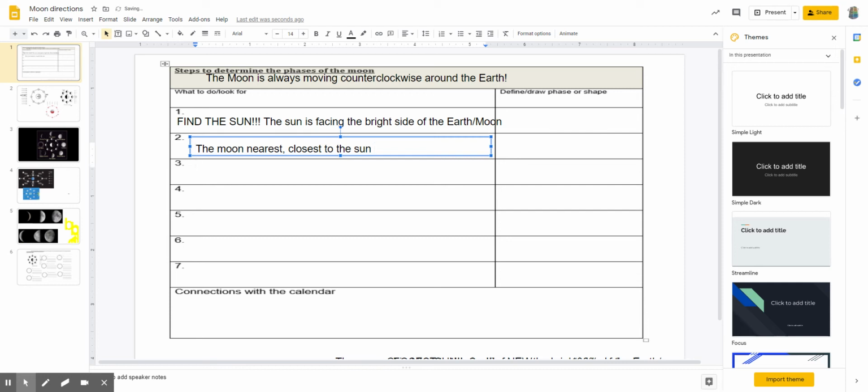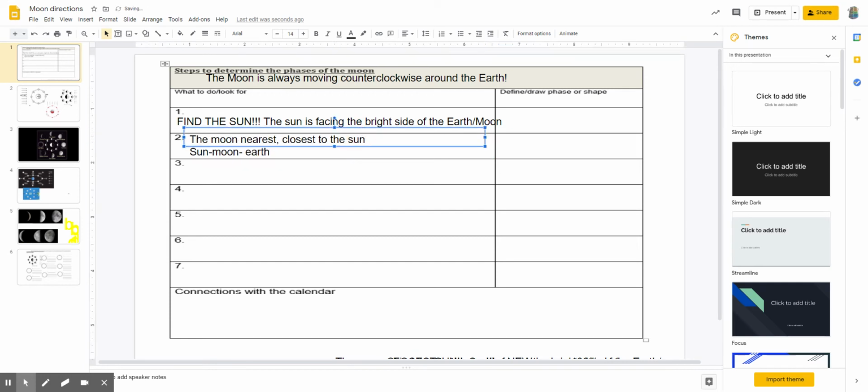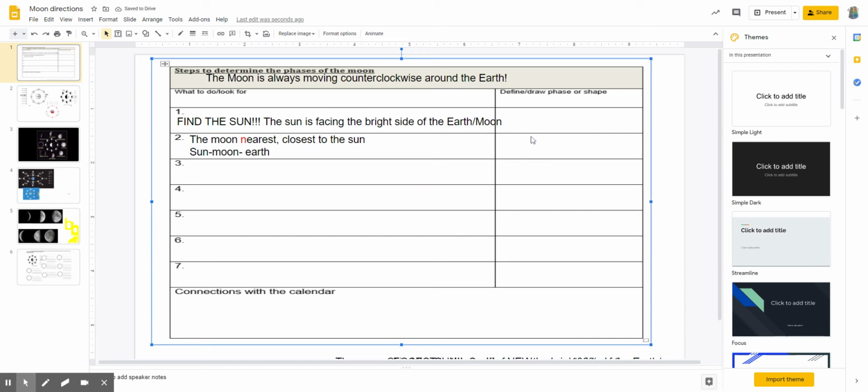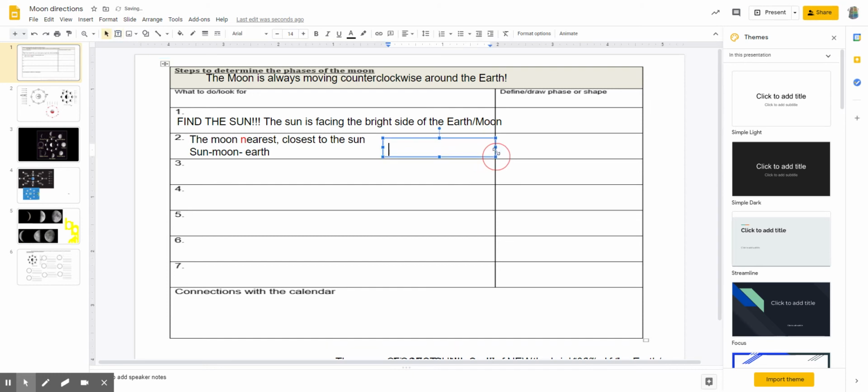And we can even further, we always want to put this in order because the order matters. It always goes sun, moon, earth. The moon is always going to be in the middle. So let's move this up so it fits in here. I also put this word nearest because we like to play with letters and sometimes letters work. So the moon that is nearest the sun is the new moon. Oops, I need to make another text box. Right, so this is our new moon.